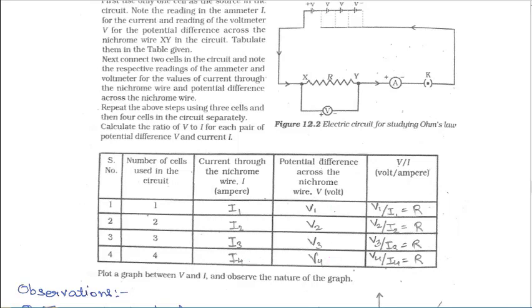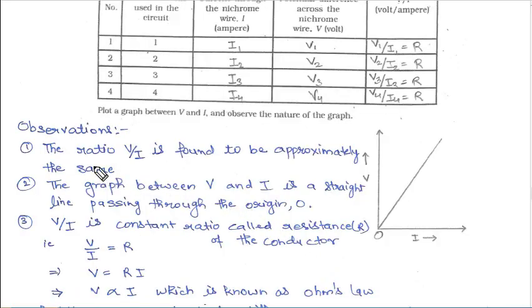Okay, so what do we get from here? We find out that the ratio of V to I is found to be approximately the same. That means the ratio of V over I, okay, is approximately the same. Clear? The graph between V and I is a straight line passing through the origin.